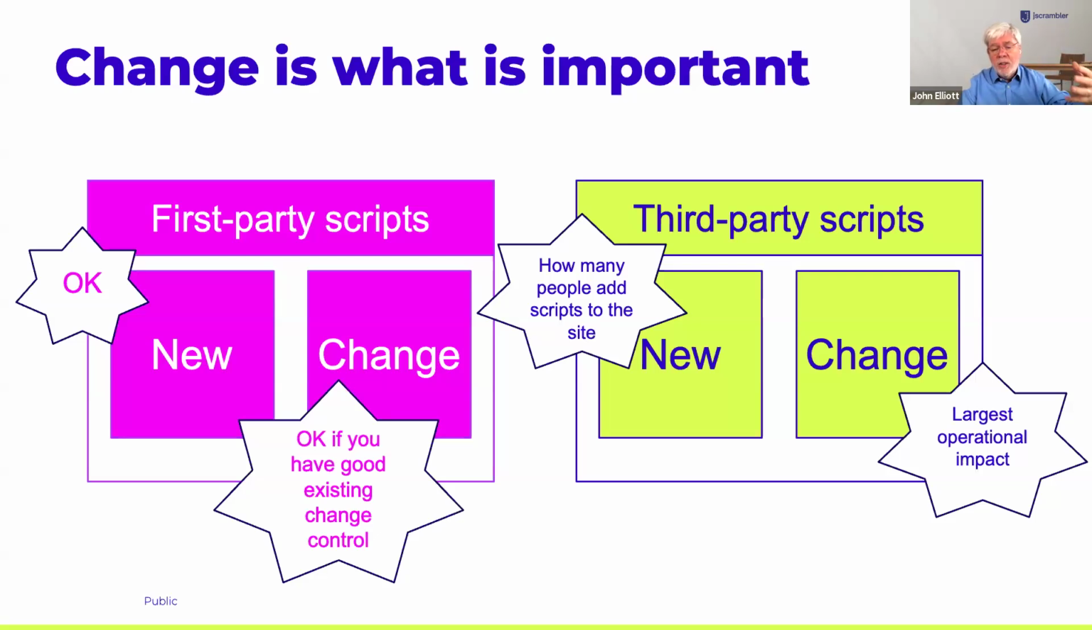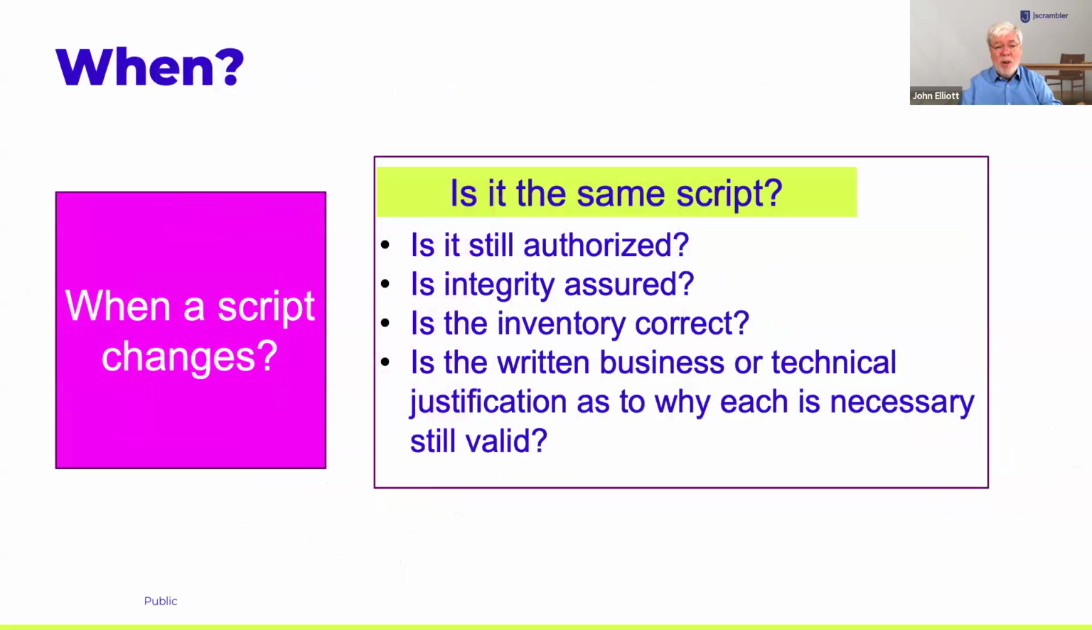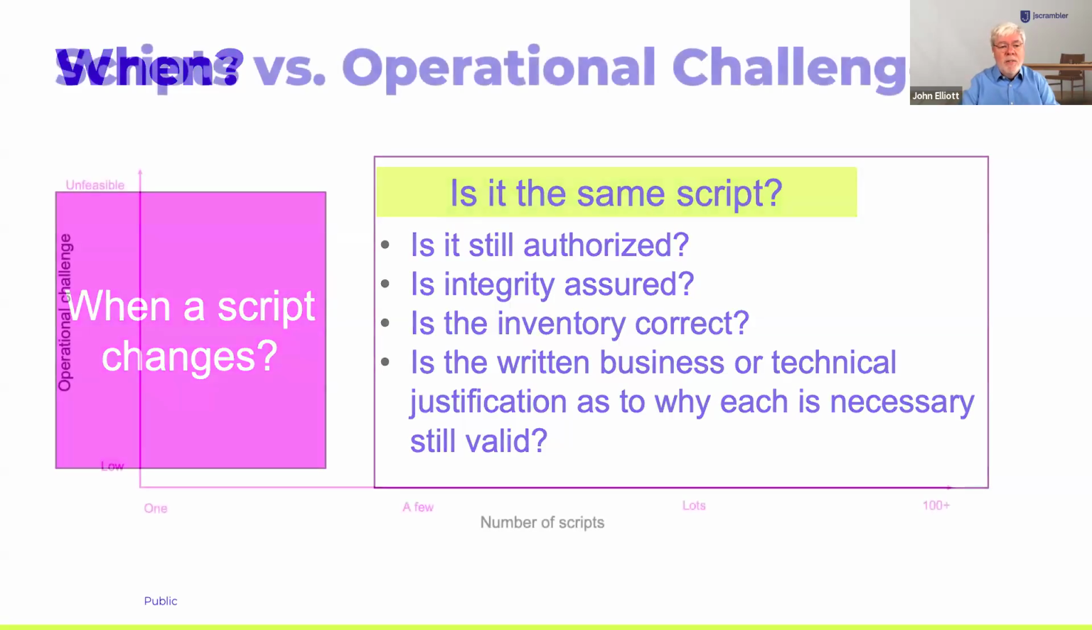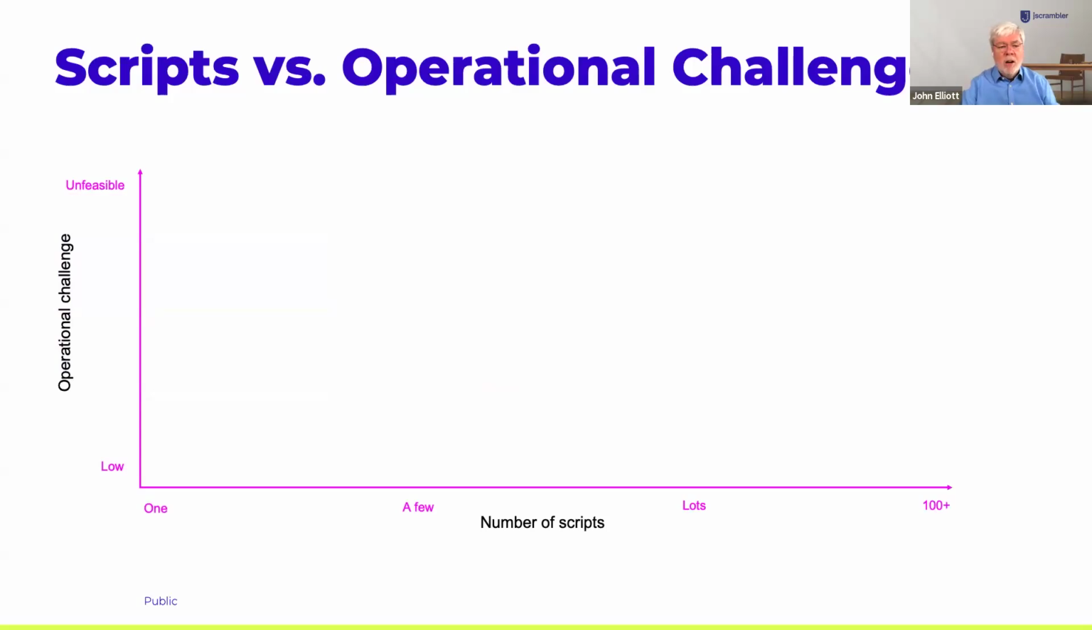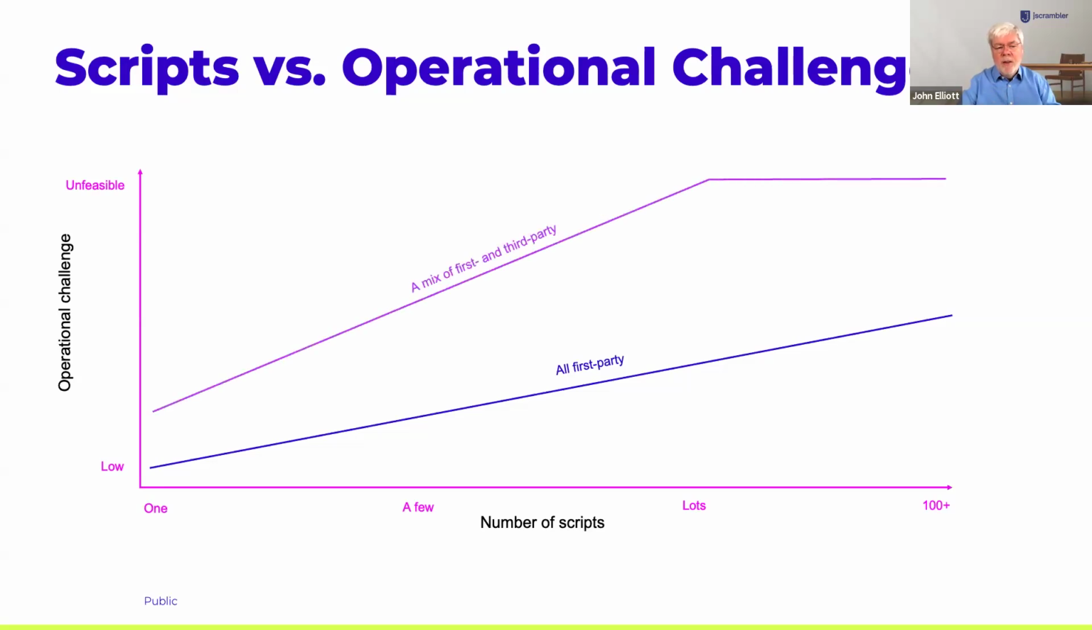That's then an unauthorized change that you have to pick up and detect with 1161 and then make it an authorized change by working out, well, is it the same script? Is it still authorized? Are you still happy with the integrity? Is your inventory correct? Is the justification correct as to why the script's necessary? Is it doing the same thing? Which gives us basically a number of scenarios. So if you've got all first-party scripts, then your operational challenge increases quite slowly as the number of scripts increases. If you've got a mix of first and third party, it increases quite quickly as the number of scripts increases. And if you've got mostly third party, the operational challenge makes it almost unfeasible from the start.